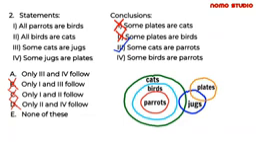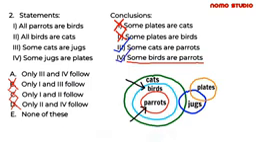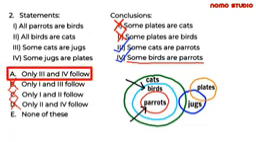Last conclusion. Some birds are parrots. Since they also overlap in our diagram, it only means that conclusion 4 follows the given statements. Therefore, the correct answer is letter A. Only conclusions 3 and 4 follow all the given statements.